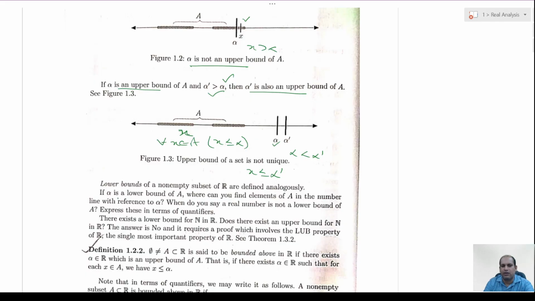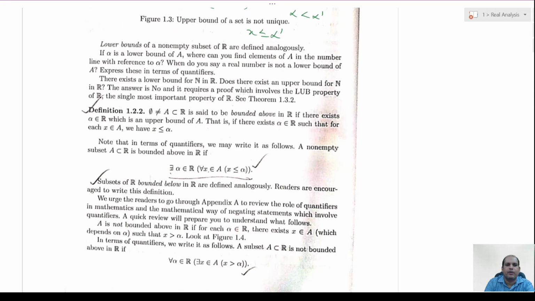Similarly, one can define the lower bound, but here I am starting from the upper bound. We will look at the collection of all upper bounds, then its supremum, that is the least upper bound, and in parallel we will develop the definition for lower bound. Then we will look at the collection of all those lower bounds, and then the infimum, or greatest lower bound.